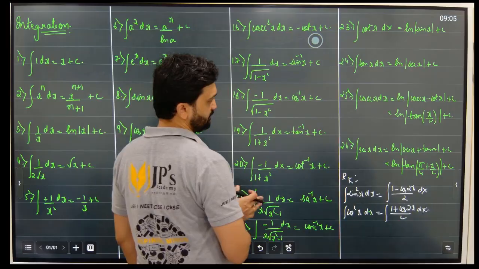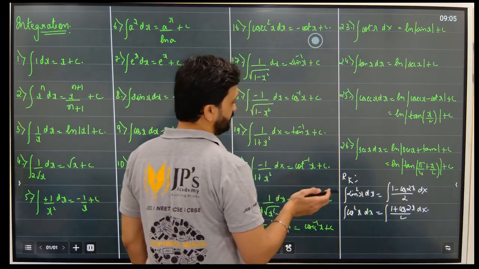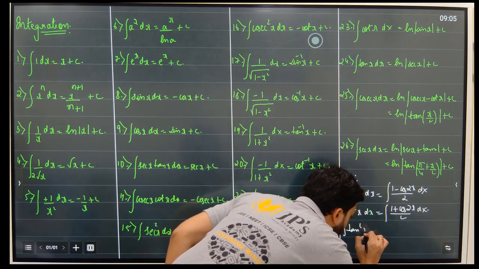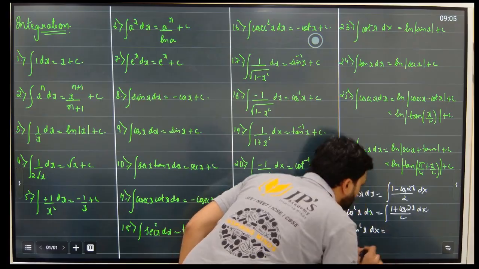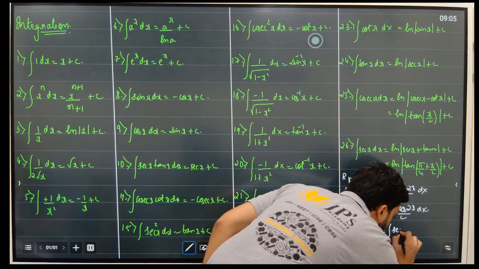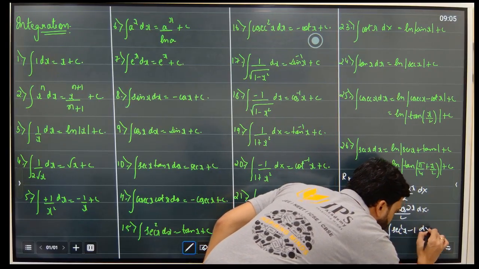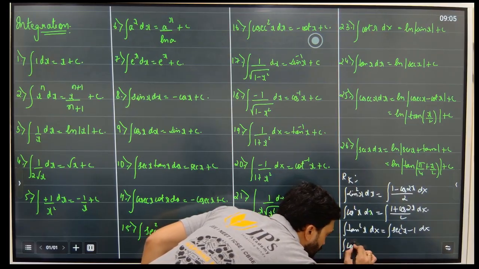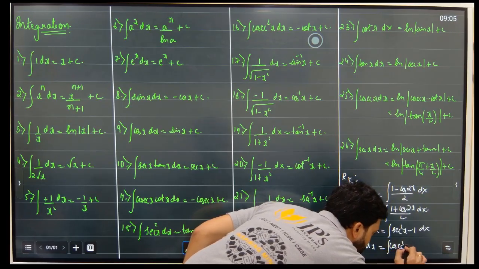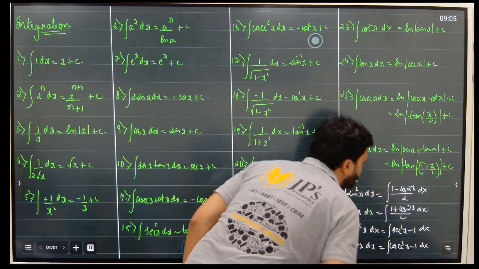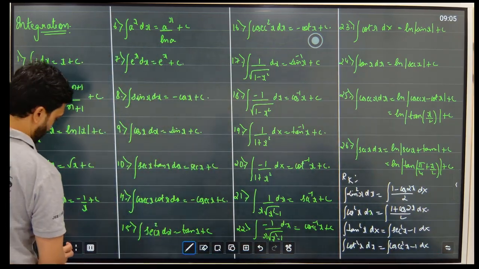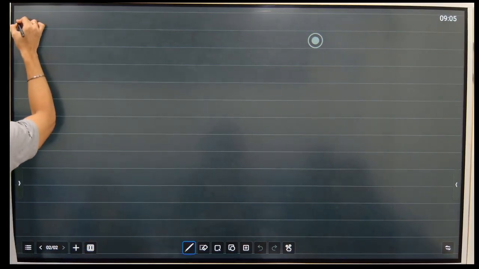In the same way, if I have tan square x, I can write it as integration of tan square x is equal to integration of sec square x minus 1 dx. If I integrate cot square x dx, it is equal to integration of cosec square x minus 1 dx. So these are a set of formulae. Depending on that, I start with the first question.